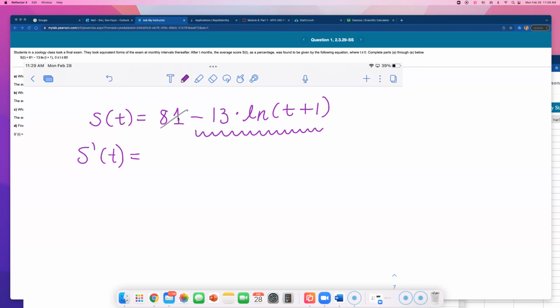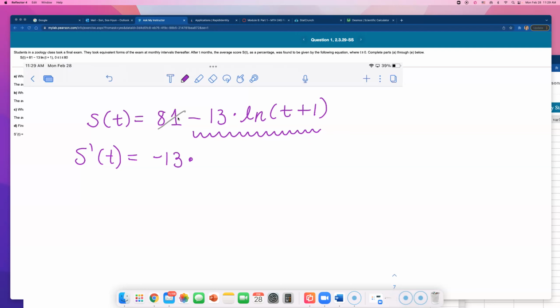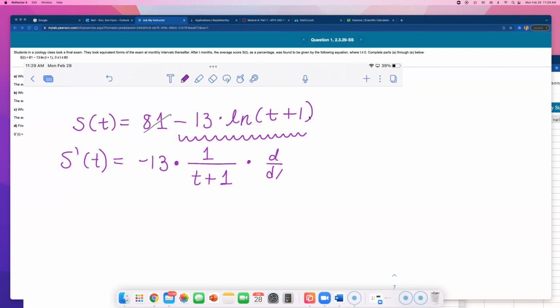Well, that's going to be negative 13 times... Remember what you do, right? If you're taking the derivative of natural log of something, you're going to have to make this into a fraction first: 1 over that log argument, t plus 1. And you need to multiply this by the derivative of that argument, d/dt of t plus 1. So let's simplify this. This is going to be negative 13 times 1 over t plus 1.